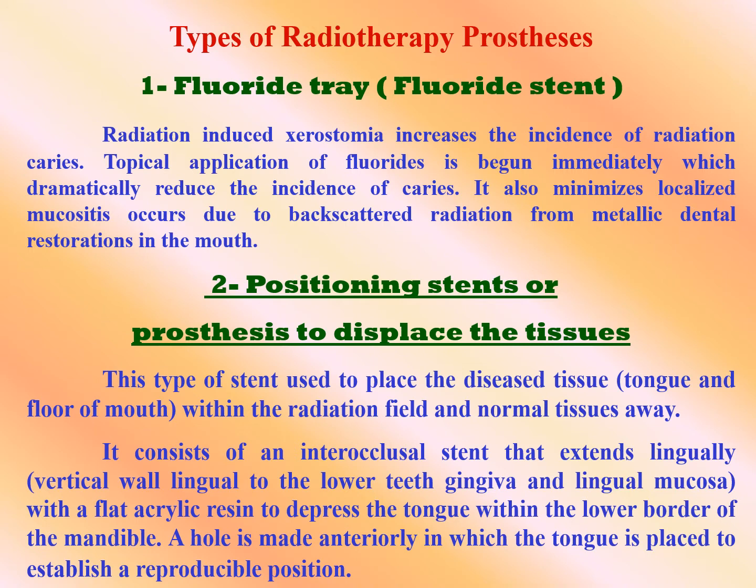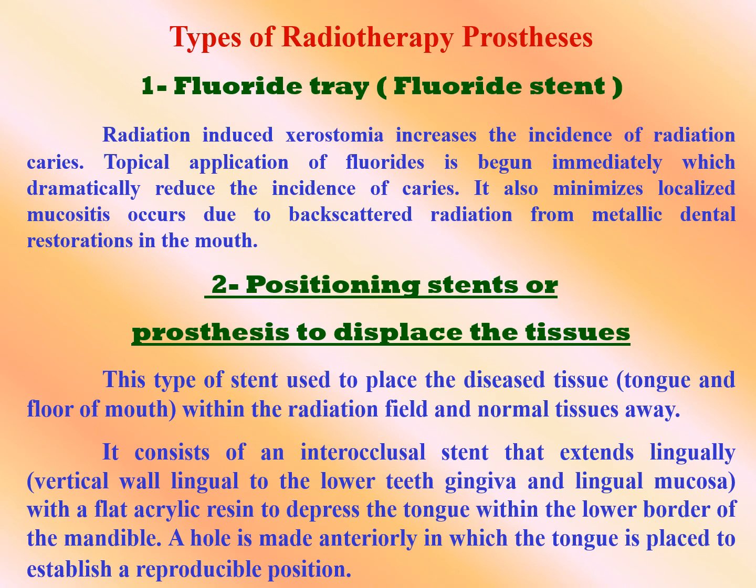Now, the types of radiotherapy prostheses. We have fluoride tray, named fluoride stent. Radiation-induced xerostomia increases the incidence of radiation caries. Topical application of fluorides is begun immediately, which dramatically reduces the incidence of caries. It also minimizes localized mucositis occurring due to scattered radiation from metallic dental restorations in the mouth.